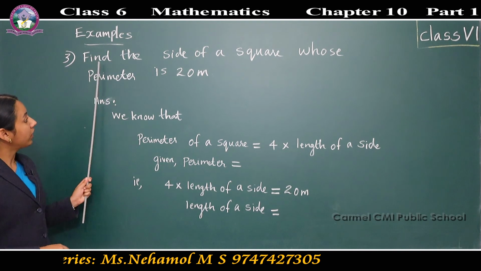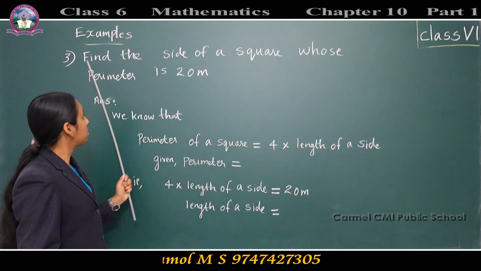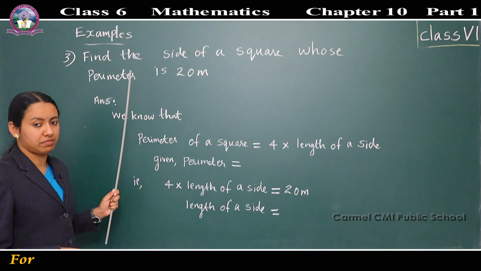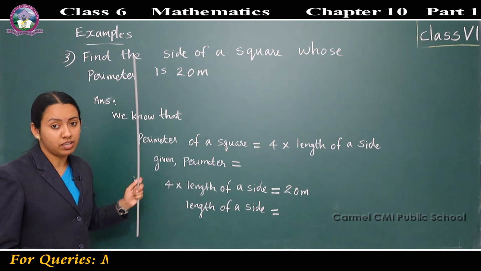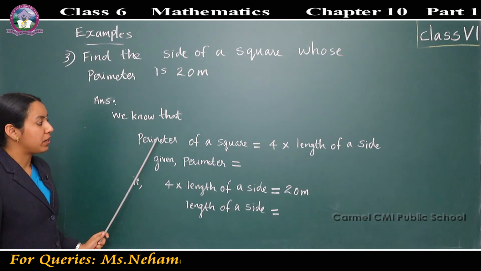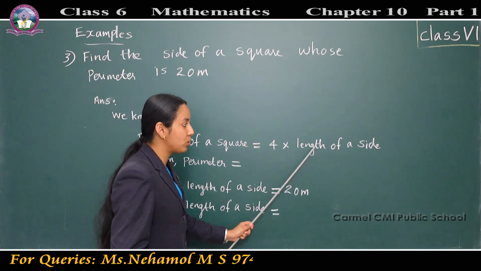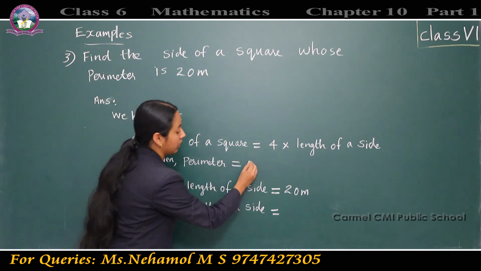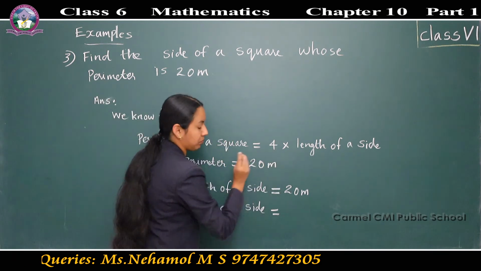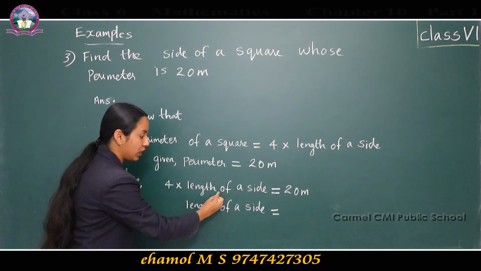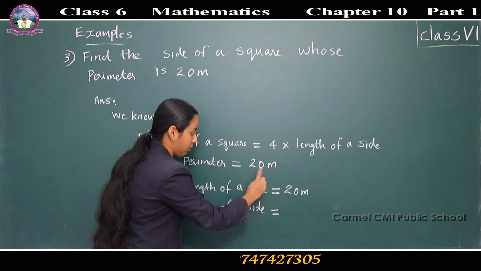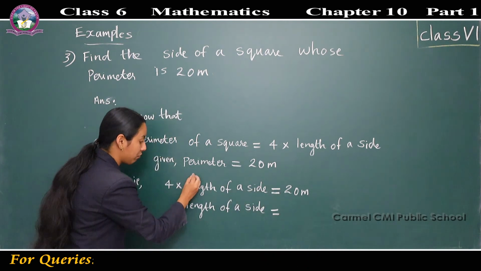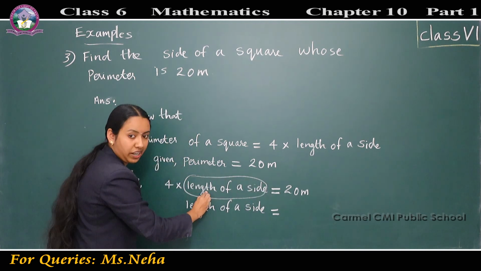Next question. Find the side of a square whose perimeter is 20 meter. In this question, perimeter is given. We have to find side of the square. Then we know that perimeter of a square is equal to 4 into length of a side. Given perimeter is 20 meter. Then 4 into length of a side is 20 meter. Then what is the question? Find the length of a side. So we have to find this one.